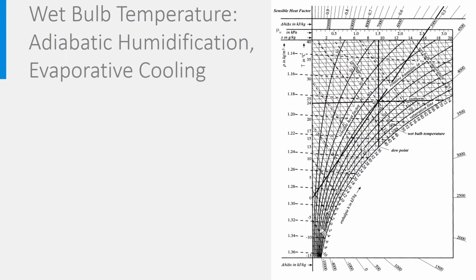Let's now look at adiabatic humidification and evaporative cooling. Let's take the example of humid air at 22 degrees Celsius and an absolute humidity of 1.8 grams per kilogram, corresponding to a relative humidity of 10%. This humidity may be a bit low to ensure comfort. You may remember from other courses that a minimum humidity of 30% is recommended to avoid electrostatic shocks.